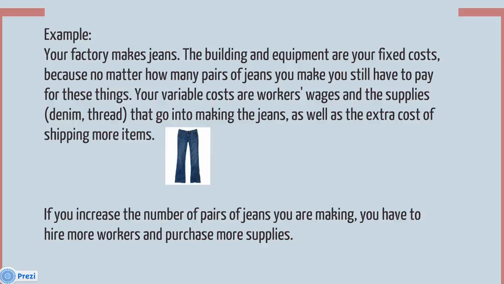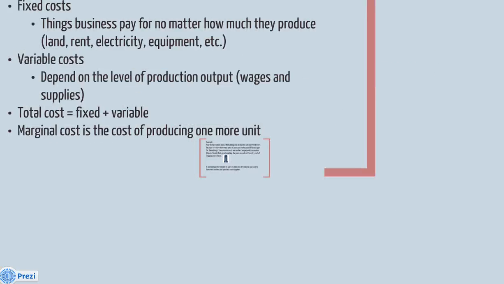But then your variable costs are your workers' wages and the supplies, such as denim and thread, that go into making the jeans, as well as the extra cost of shipping more items. So if you want to increase the number of jeans you're making, you also have to hire more workers and purchase more supplies. So you need to make sure that your profit is greater than the added cost of increasing production.